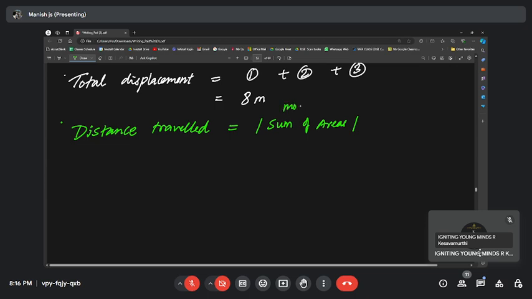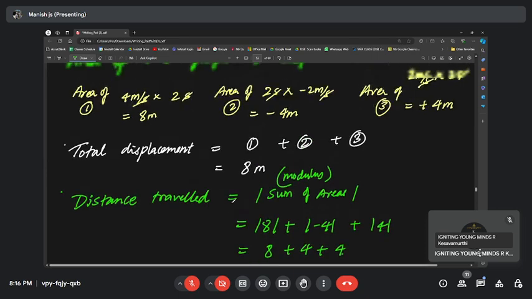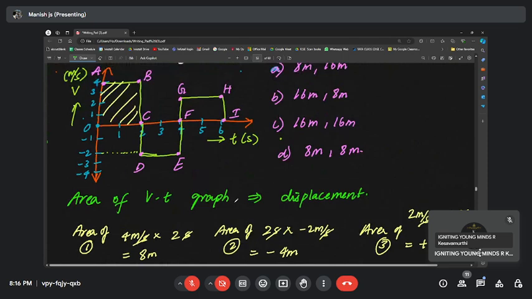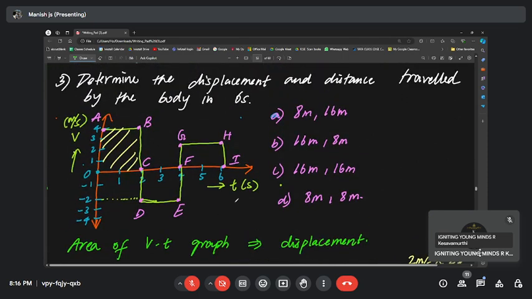Okay, what do I mean by modulus operator? It converts everything into positive. So when you take modulus, it is mod 8 plus mod of minus 4 plus mod of plus 4. Therefore, you will be getting 8 plus 4 plus 4. Okay. So how much is the answer? You will get the answer as 16. So 16 meters. So displacement is 8 meters, but the distance traveled is 16 meters. So it's actually 8 and 16 in this particular case.